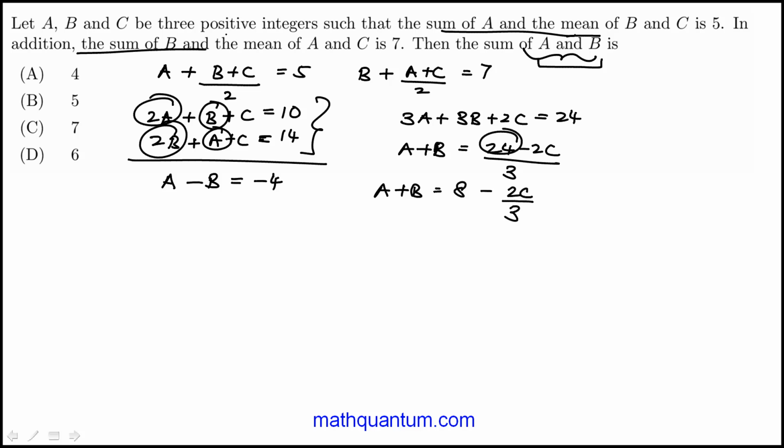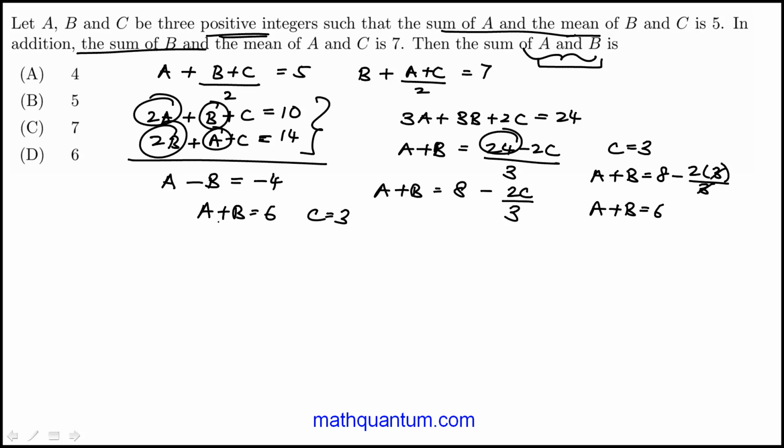Now, A, B, and C are constrained to be positive integers, so we know the least value of C is 3. In that case, A plus B becomes 8 minus 2 times 3 over 3, which is 6. So that's one possible value. And we do have 6 in the answer choices. But what you do want to do is to confirm that the resulting values of A and B also make sense, meaning that they are positive integers.